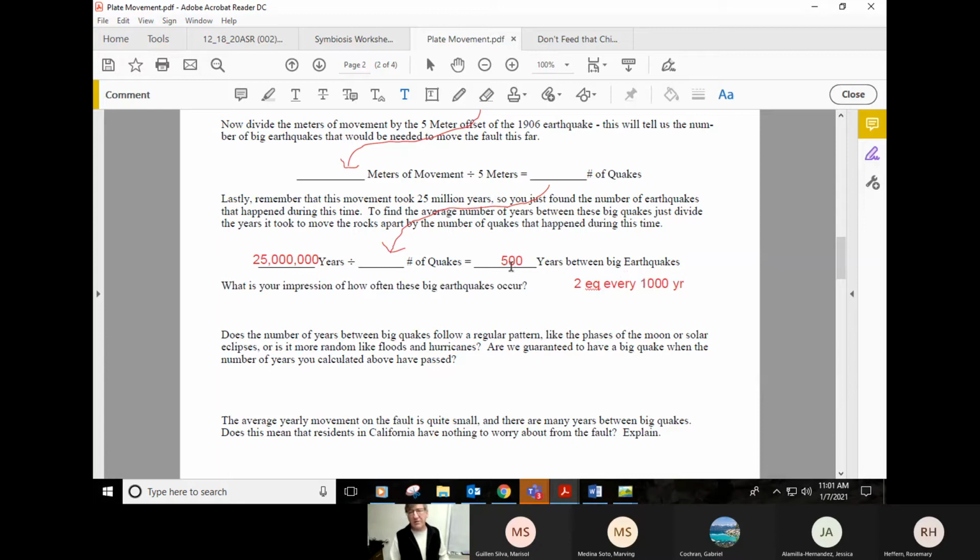Or might it be on the 300th year and the 700th year? Or might it be on the 3rd year and then again on the 10th year and then nothing for 900 years? Wouldn't those still be 2 earthquakes every 1,000 years? So it could be any time during that 1,000 years that we have 2 earthquakes, but we don't know exactly when, do we?